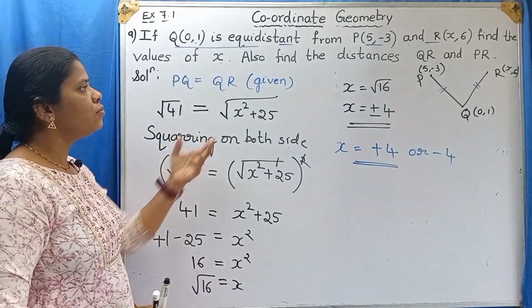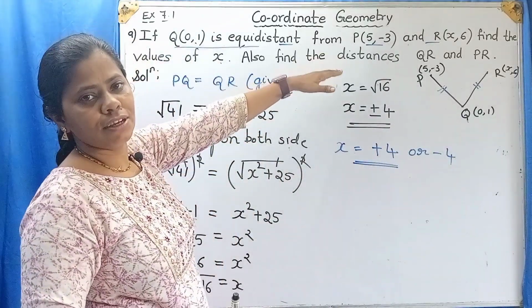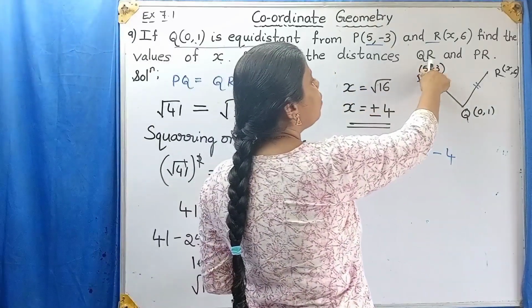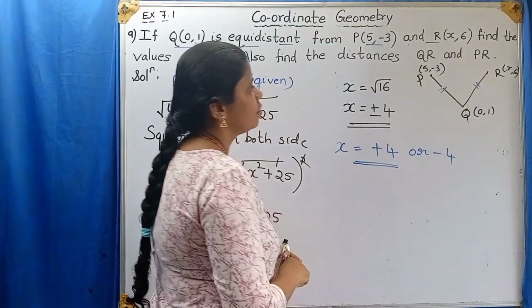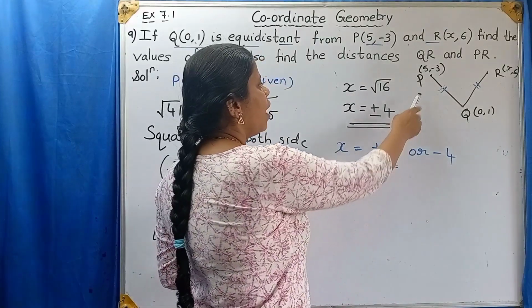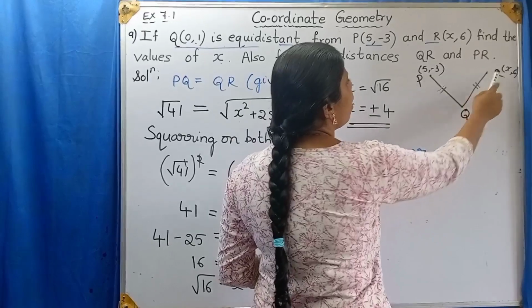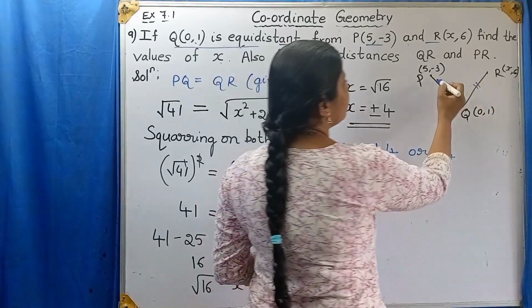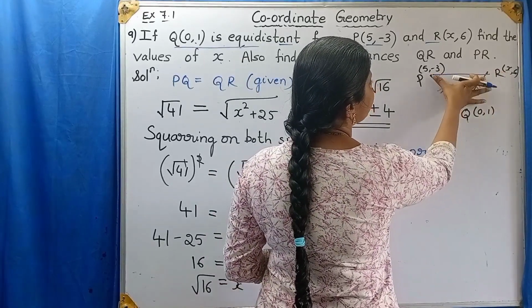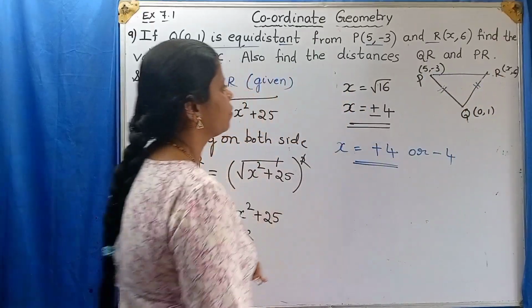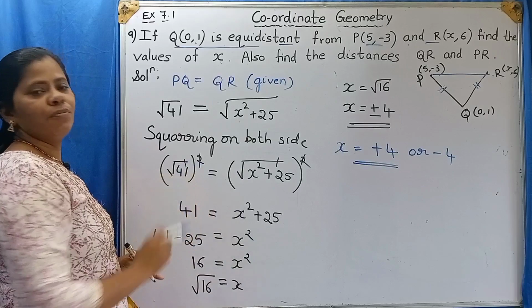Now we have to come to the second part of the question. What is that? Find the distances QR and PR. Here we have to find the distance between QR and PR. Okay, PR, we have to find this distance and this distance. Okay, let me rub the board.